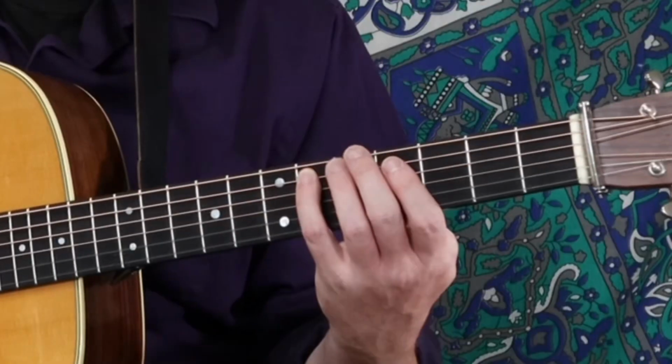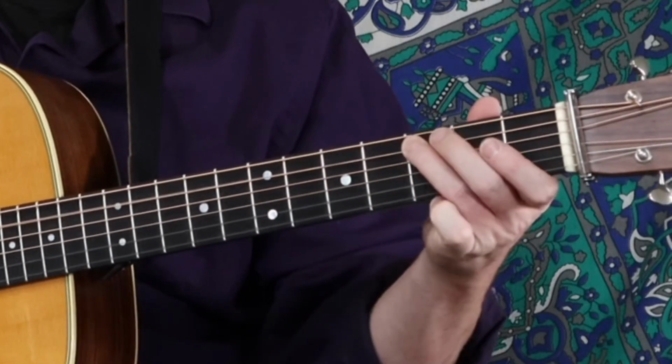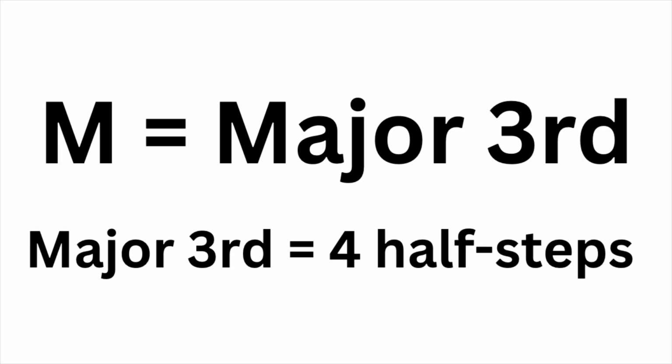If we were to go 4 half steps away, we get to E. That's the third note in the major scale. That's why we call that one a major third. Okay? So that's represented by the big M. Big M equals major third, and a major third is 4 frets away, 4 half steps. Little m equals minor third, that's 3 half steps away.